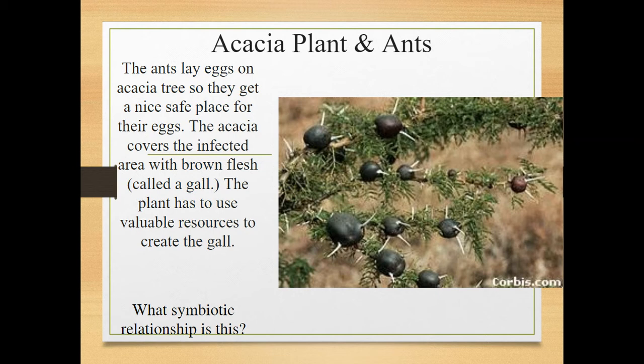So here's some examples. The ants lay eggs on an acacia tree so that they get a nice, safe place for their eggs. The acacia covers the infected area with brown flesh called a gall. The plant has to use valuable resources to create the gall. What symbiotic relationship is this? So the ants are laying eggs on the tree because it's safe, it's up high away from predators, but then the tree has to cover the infected area with gall. So what do you think this is? Is it mutualism? Are they both benefiting? Is it commensalism or is it parasitism? Oop, I clicked that too fast. Yeah, it's parasitism. Because the acacia plant is being harmed, the ants are benefiting, but the acacia plant is being harmed.